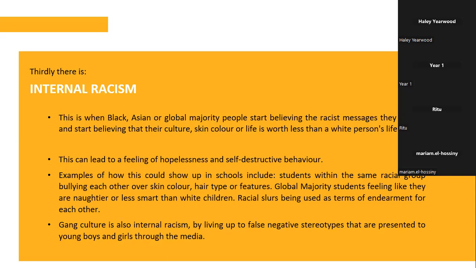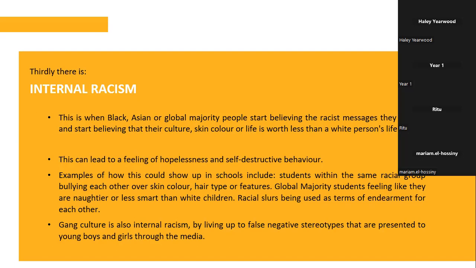And then lastly, we have internal racism. So this is when Black, Asian, or global majority people start believing those racist messages that we see everywhere. And they start believing that their culture, their skin color, or their life is worth less than a white person's life. This is highly destructive. It's really, really damaging, and it can cause hopelessness, self-destructive behavior, and it can also lead to self-harm. Some examples of how this can show up in schools are students within the same racial group bullying each other over skin color, hair type, or features.